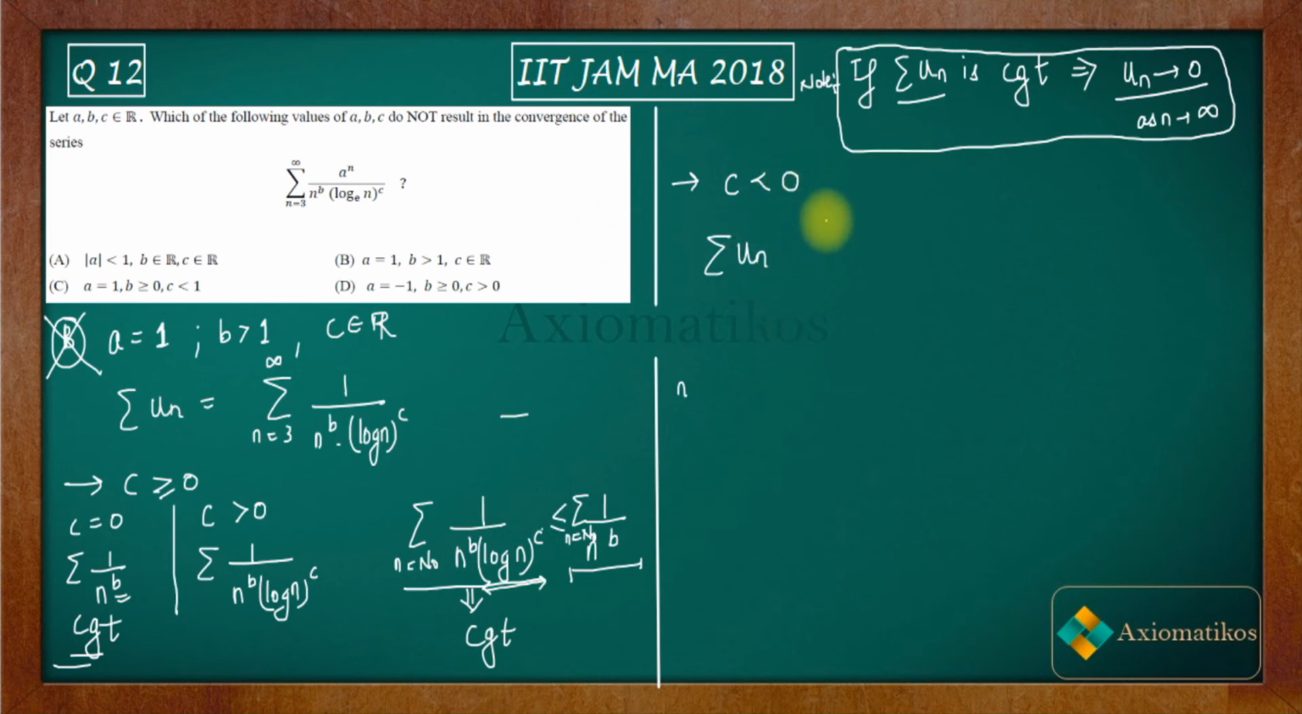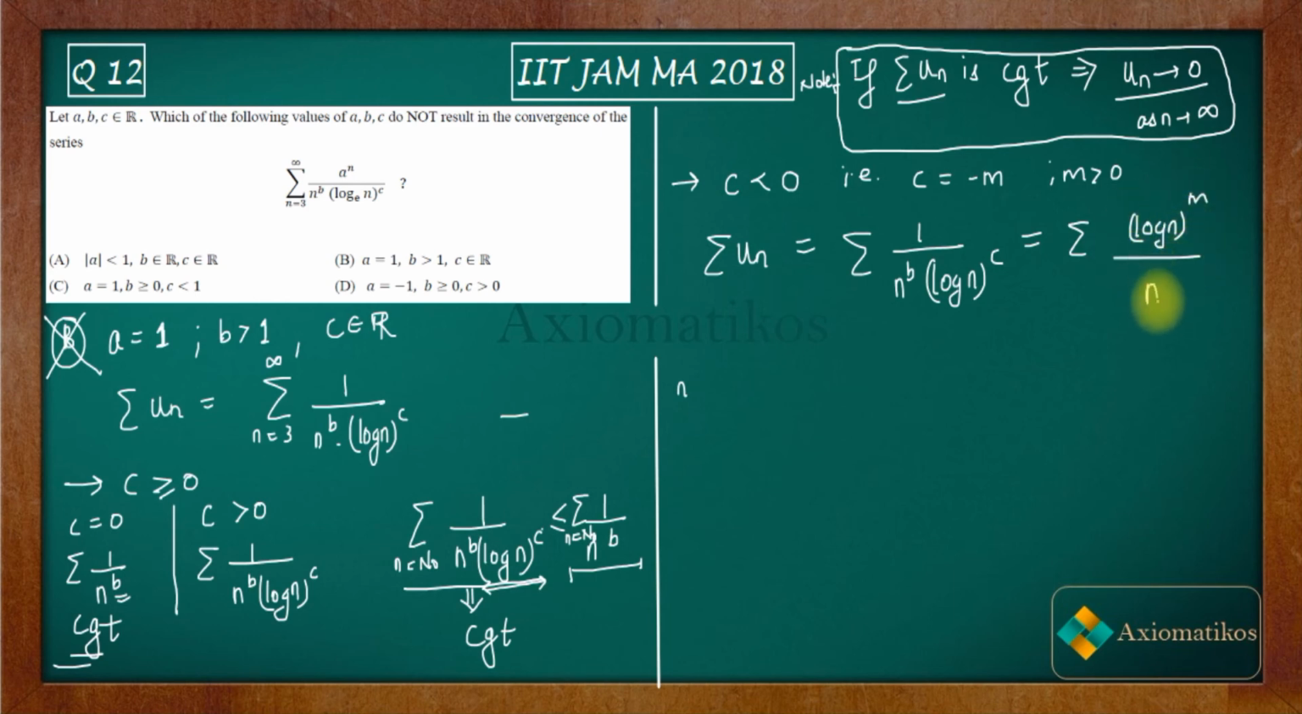All right. So you will get this summation 1 by n to the power b log of n to the power c. Now you know that C is less than 0. That means C is some negative number, and m is some positive number. I'm just writing it properly. Since it is a negative number, it will be equal to minus some positive number. So it will be (log n) to the power m by n to the power b.